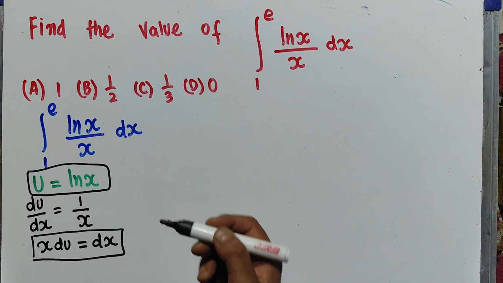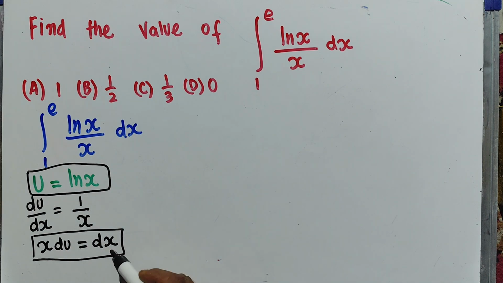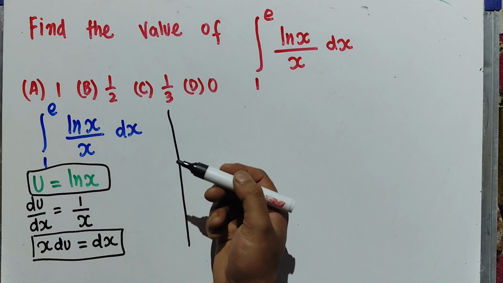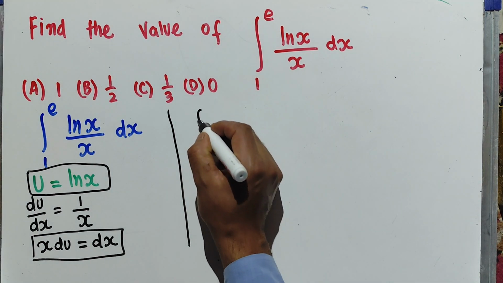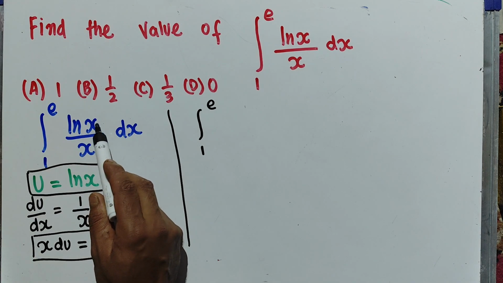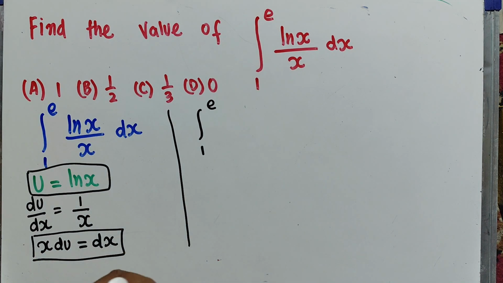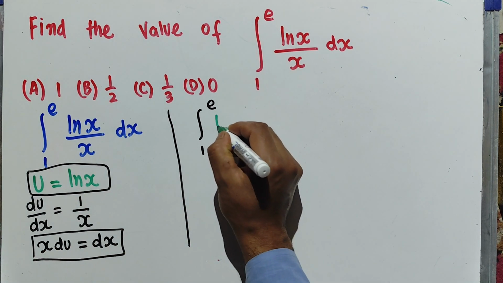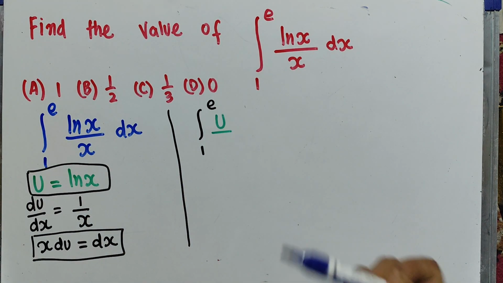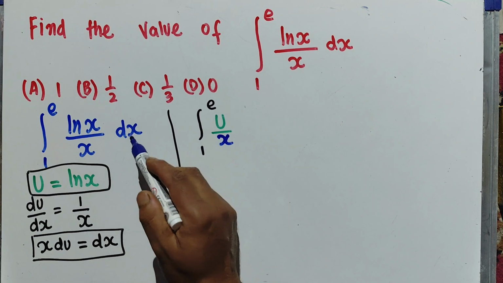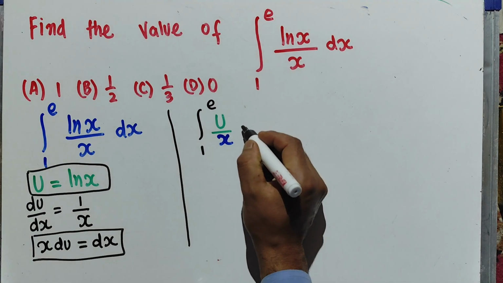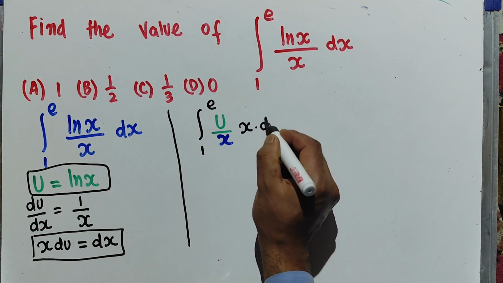We plug the value of u and dx in the given integral. So we write the definite integral from 1 to e. In place of ln x, we write u. Then we have divided by x, times dx, and dx is equal to this x times du.